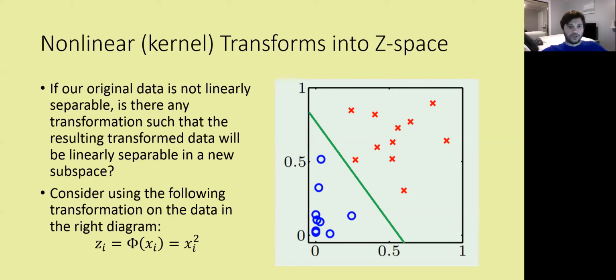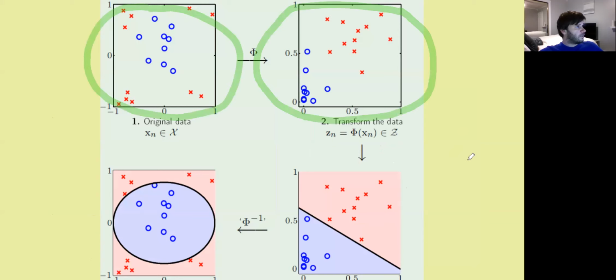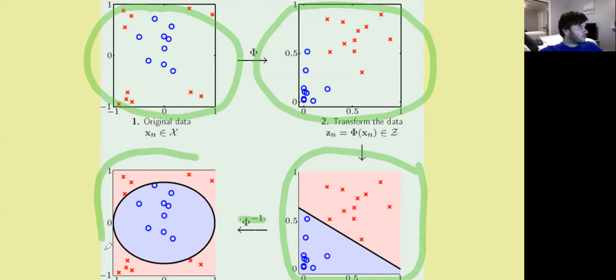So this process of using a nonlinear transformation is pretty cool. We started with data that was non-separable in the top left diagram. Then we used our transformation to make it separable. So that's z space in the top right panel. Then we implemented our optimal hypothesis in the z space. And then we can take the inverse of our transformation to bring us back to the original x space, where we can do our prediction. Okay, so that is the idea here.